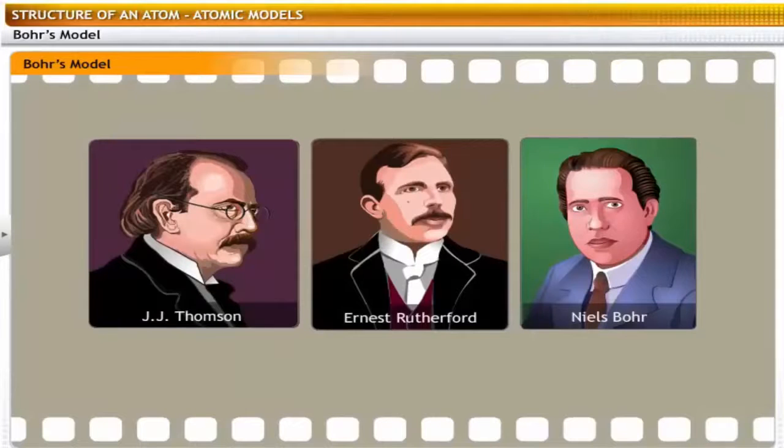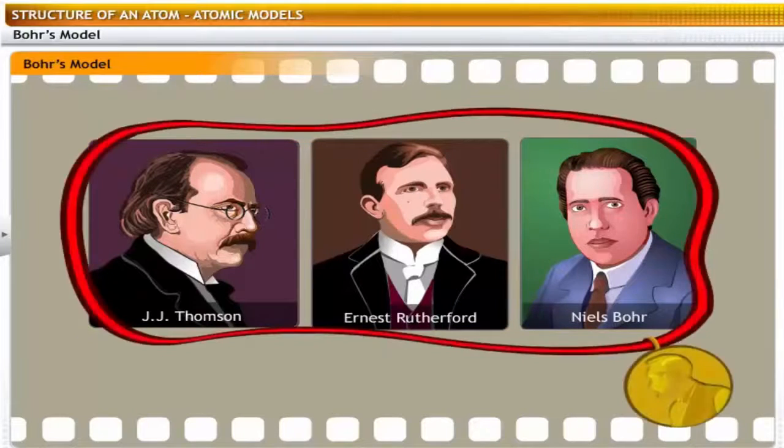Despite the limitations of their atomic models, the work of Thomson, Rutherford, and Bohr is considered path-breaking. All three scientists received Nobel Prizes for their theories. Therefore, these three atomic models are the foundation for our present-day understanding of the structure of an atom.